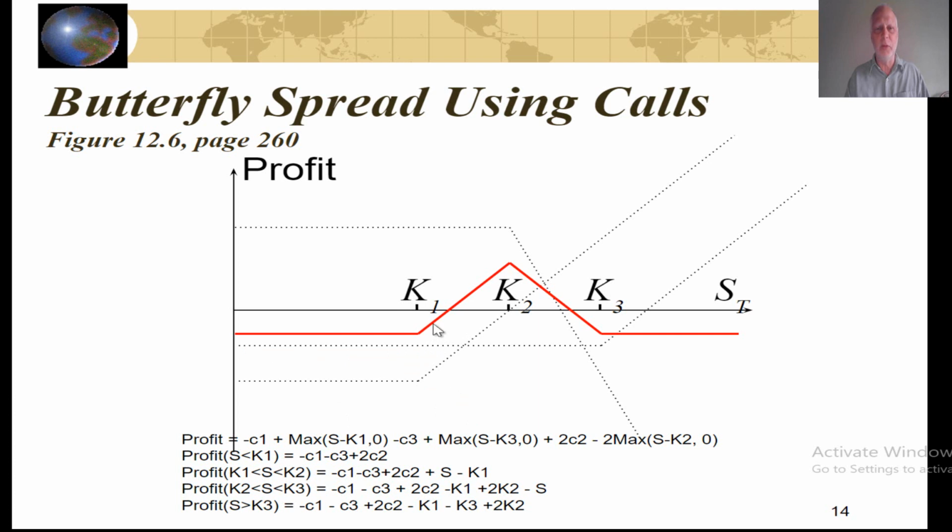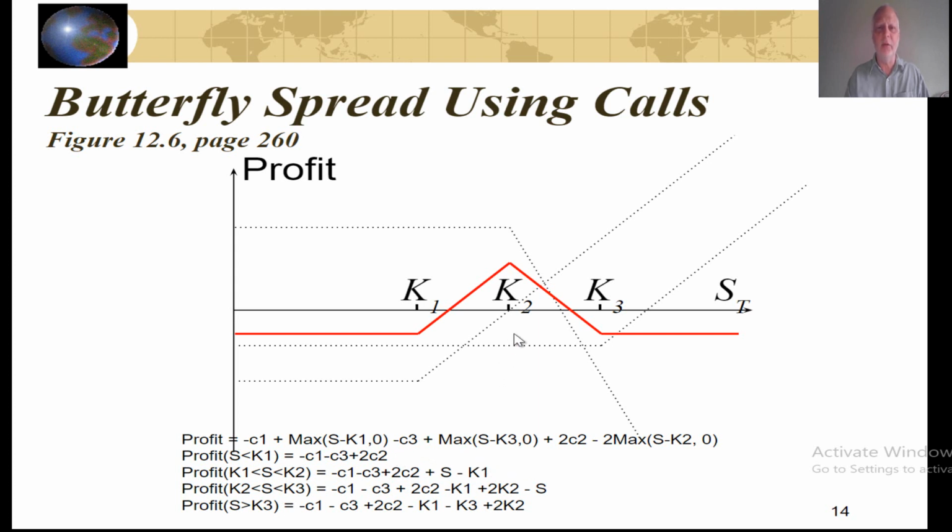If, on the other hand, we are between K1 and K2, then one of our options, this one right here, is in the money. So we will have this term plus S minus K1, and we can check at our transition point: if S equals K1, it equals the previous term.